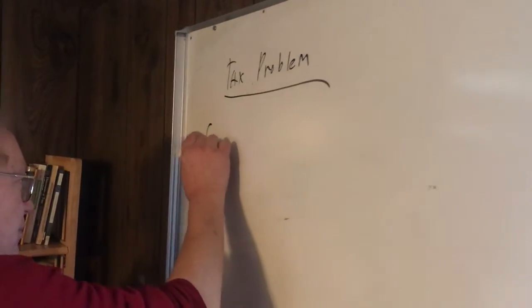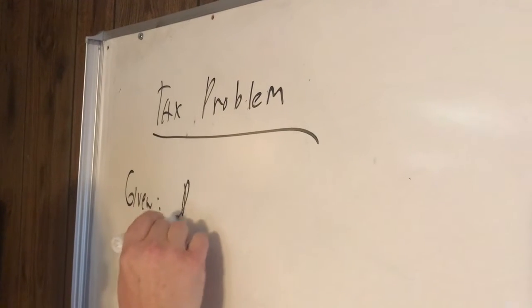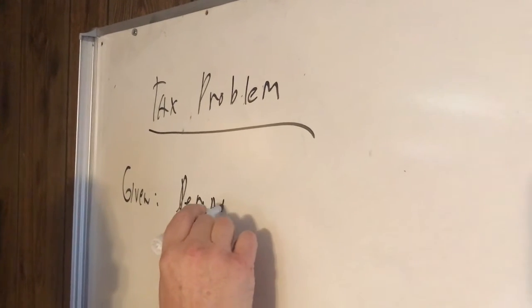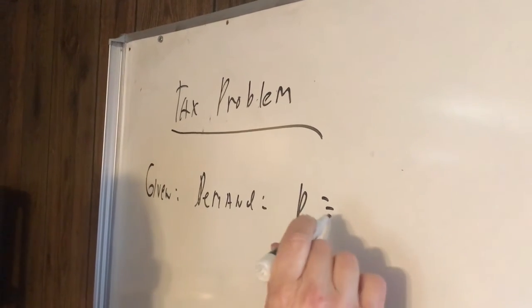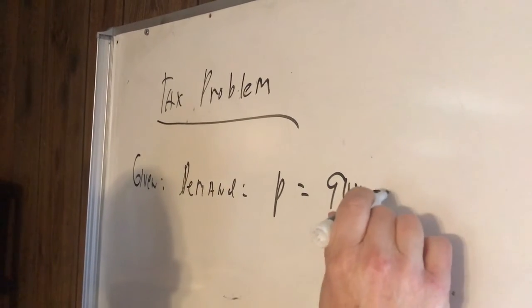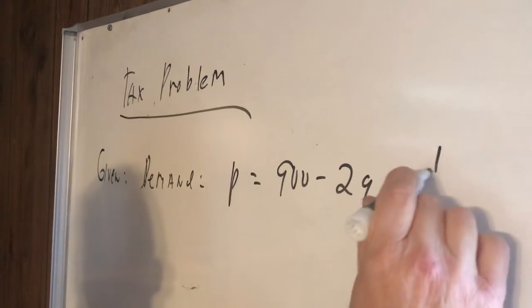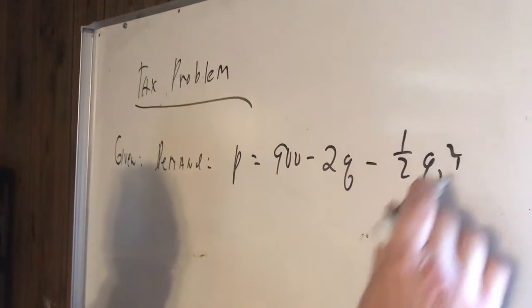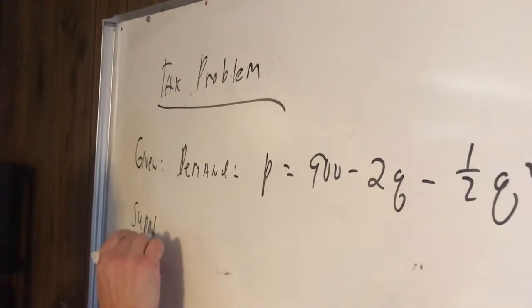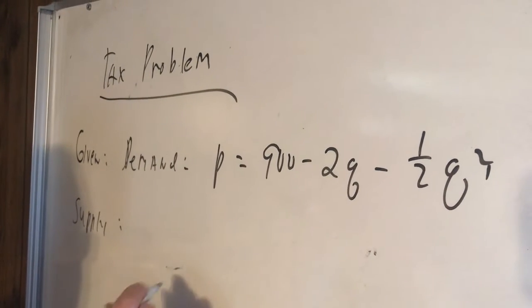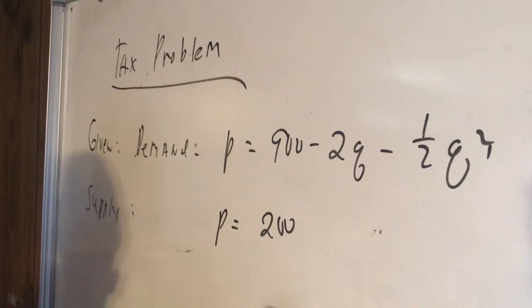So, for example, I'm given a demand function: $900 minus 2Q minus 1/2 Q squared. I'm given a supply function: P is 200 plus 10Q.